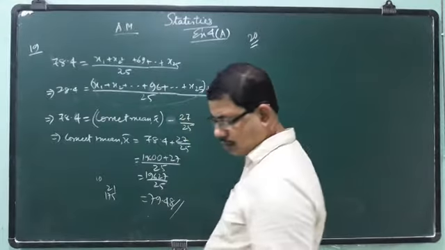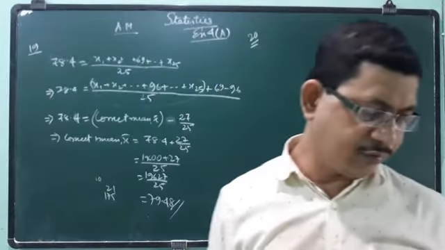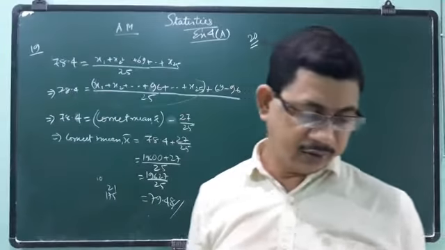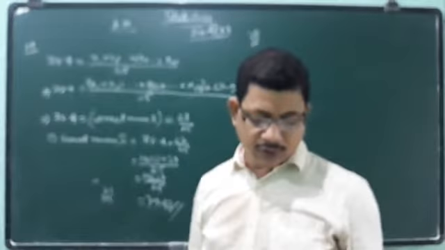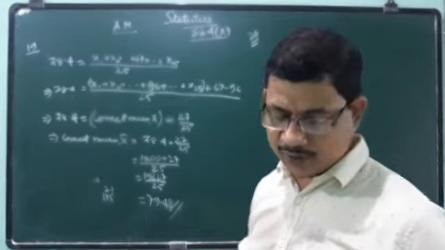Now question number 20. The mean of 5 numbers is 27. If one number is excluded, then their mean is 25. Find the excluded number.